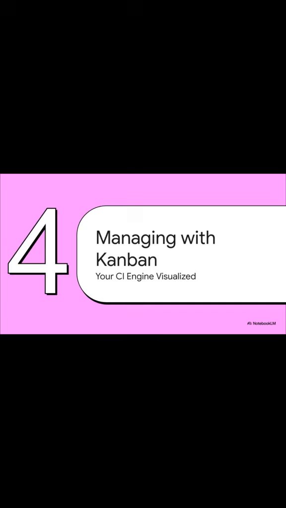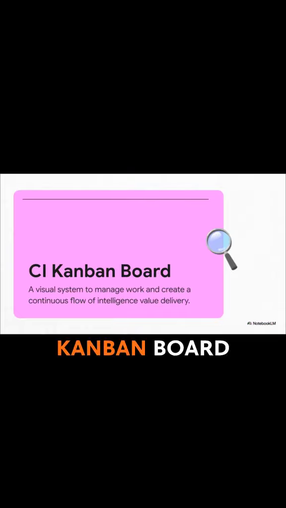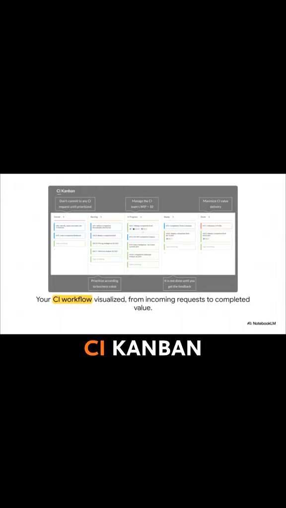Let's take a look at the engine that drives Lean CI, the Kanban board. Think of a Kanban board as your team's command center. It's your entire workflow, all laid out on a single screen. And its real power lies in making all that invisible work visible. By managing your capacity and limiting your work in progress, you create this steady, predictable flow of intelligence instead of a chaotic scramble. Here's what a CI Kanban board actually looks like in practice.